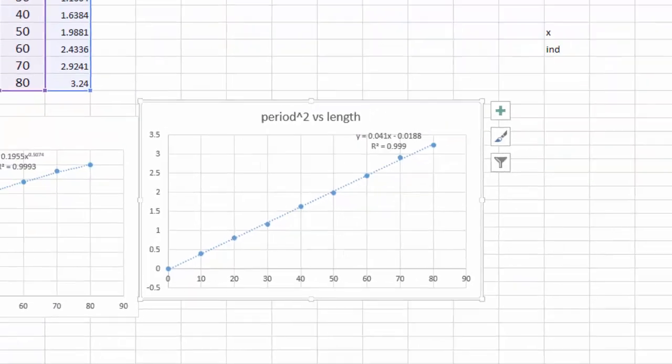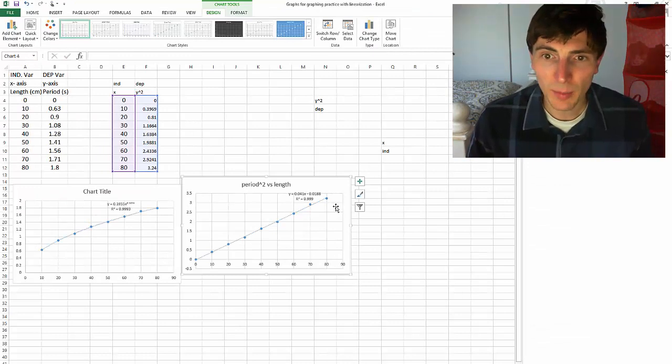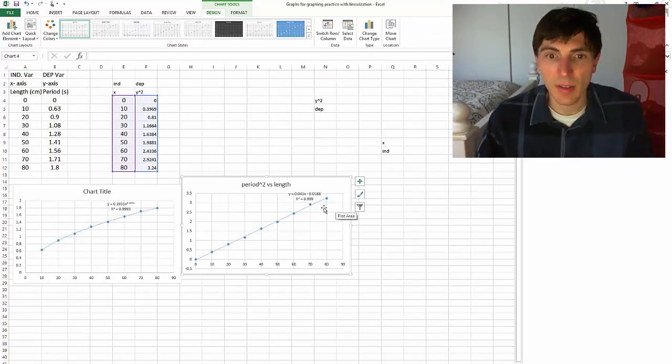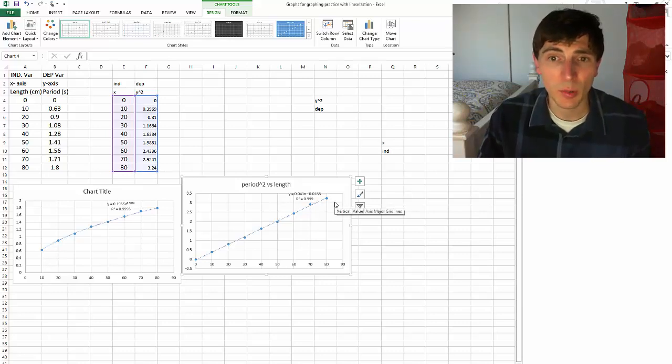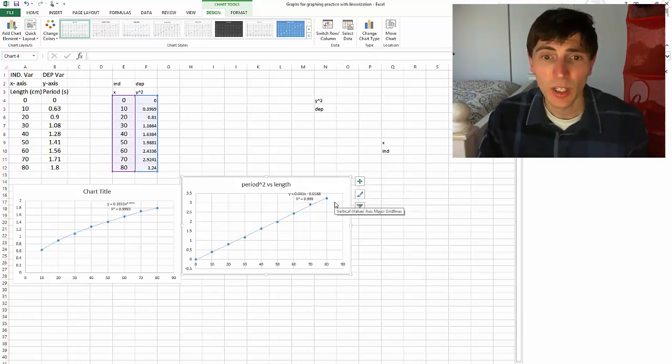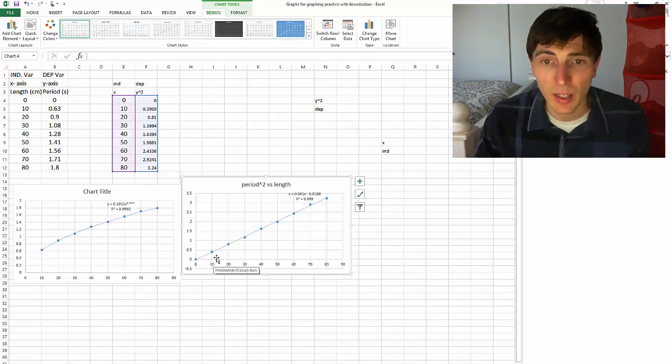While I'm here, I'm noticing that there is a y-intercept value, but it is very small, 0.01. If I were to take 0.01 and divide that by my highest value on the y-axis, which is 3.24, you're going to find that that's much less than 5%. So we're going to assume that 0.0188 is essentially negligible. The y-intercept really should be 0, so we're looking at y is equal to 0.041x.